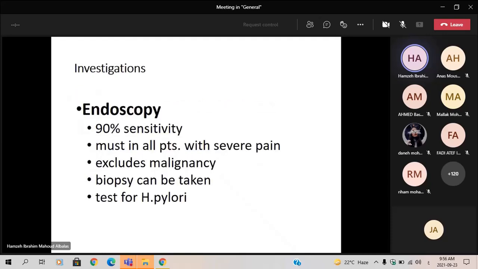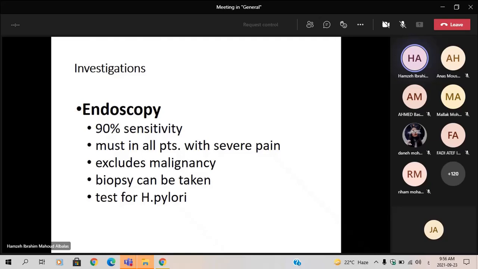In the investigation, whether for duodenal ulcer or gastric ulcer, if we do CBC and liver function, most likely they appear normal. Sometimes we have increased white cell count, sometimes we have a drop in hemoglobin due to bleeding, but most likely we have to do endoscopy because the sensitivity is 90%.